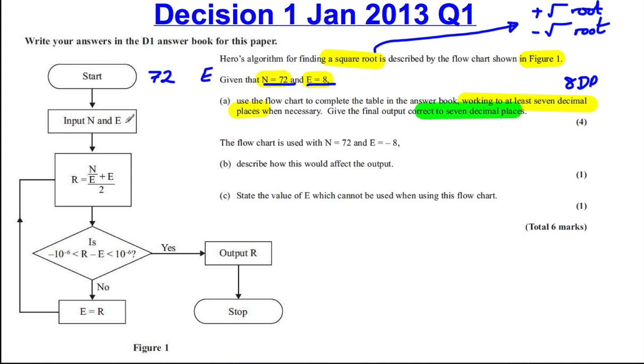You input n and e, and you work this complicated thing out called r here. You do r take away e, and it has to be between, and there's a bit of standard form here, 6 zeros, 1, 2, 3, 4, 5, 6 zeros, 1, negative 0.00001 and 0.00001. This r minus e must be between these two numbers, i.e. it must be a tiny positive or negative number, very small. If it is, that's the r you want and you're done, and if it's not, you make e be r and you rework the calculation and you keep going.